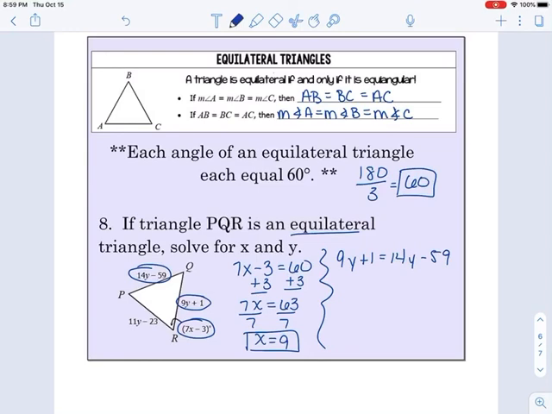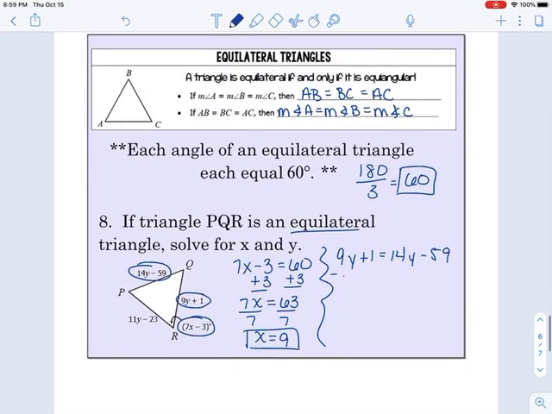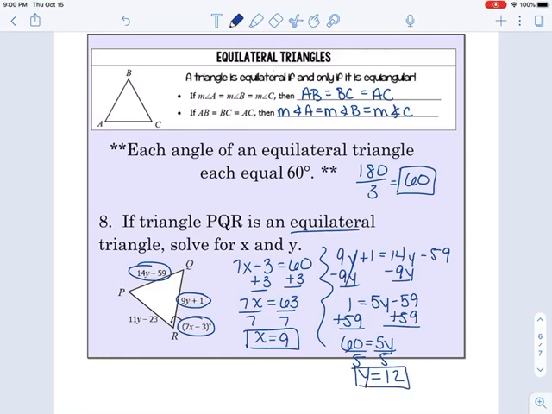Again, it does not matter what you do first here. I'm going to get rid of my 9y. I like having positive coefficients of y. Just a personal preference. It's a weird habit of mine. So I'm going to be left with 1 on the left, and on the right, 14y minus 9y will give me 5y. And then I'll add 59 to both sides. So I'm going to have 60 equals 5y. And then divide both sides by 5, and y is going to equal 12. It only asked me to find x and y. It didn't ask me to plug it back in and find anything else. So at that point, I'm done.